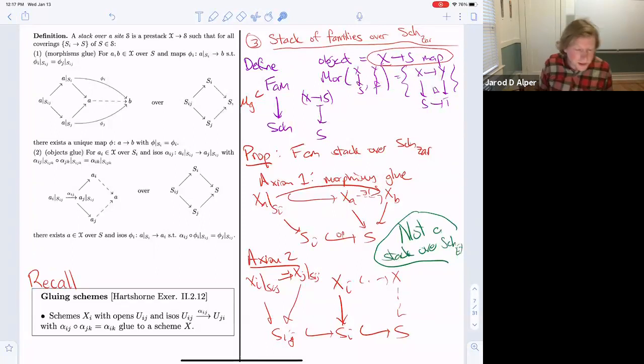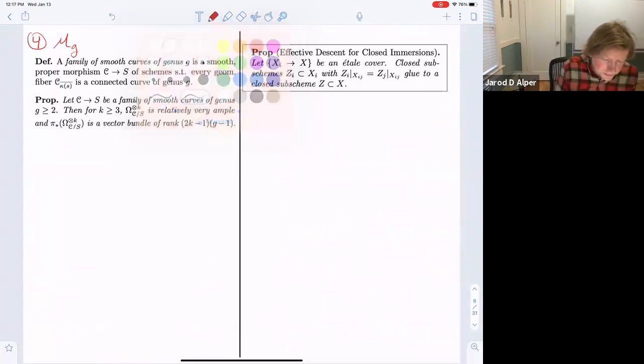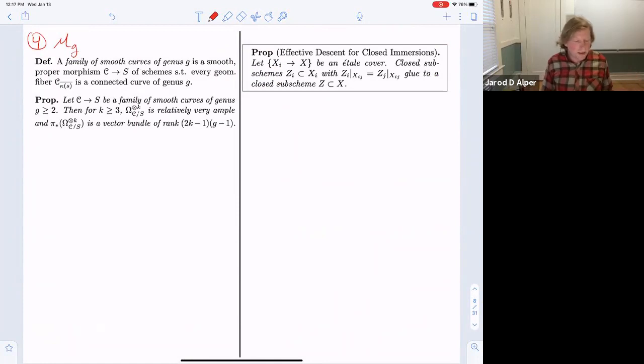And maybe for the most important example, let's now turn to M_g. I'm going to use a property about families of curves here, because as we just saw, arbitrary families do not form a stack in the big étale topology. So we need to use something special about curves, and it's this fact. Here I've just recalled precisely what we mean by a family of smooth curves.